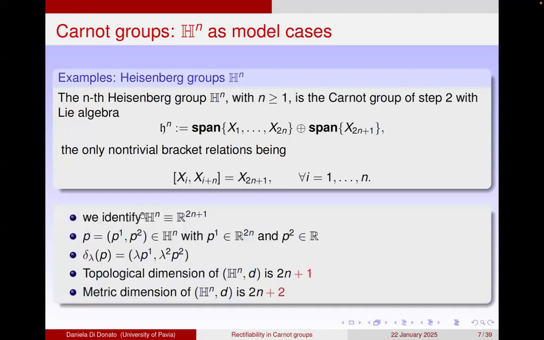So we identify Hn with R^(2n+1). We can write a point P equal to (P1, P2), where P1 belongs to R^2n and P2 is a real number. The intrinsic dilation of a point P is equal to (lambda P1, lambda squared P2). The topological dimension of Hn is equal to 2n+1. The metric dimension is equal to 2n+2.